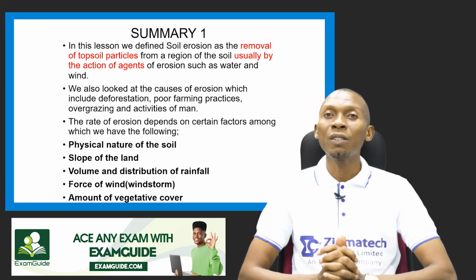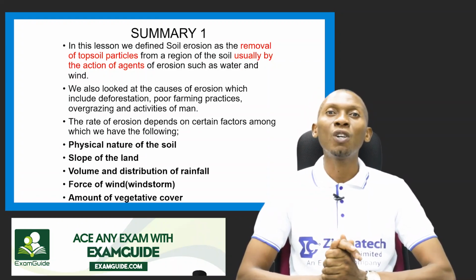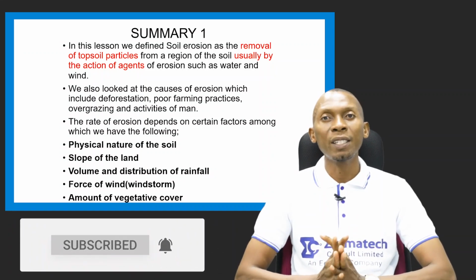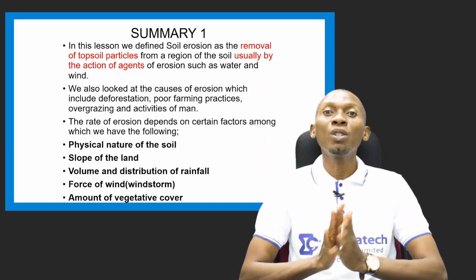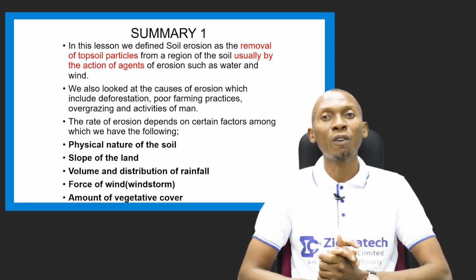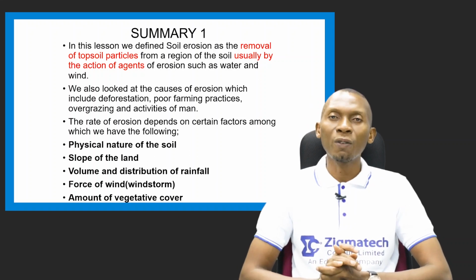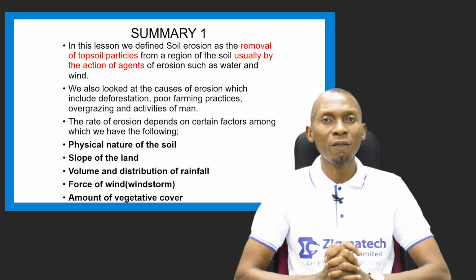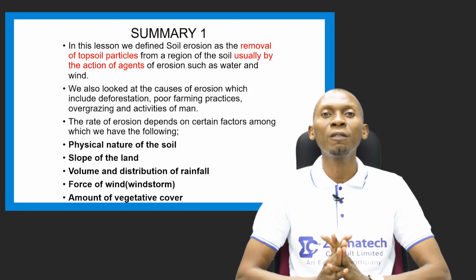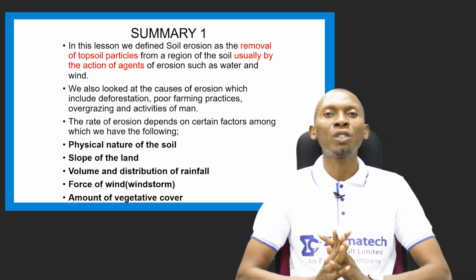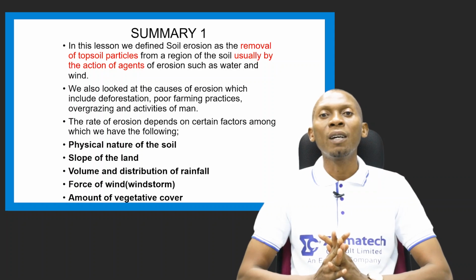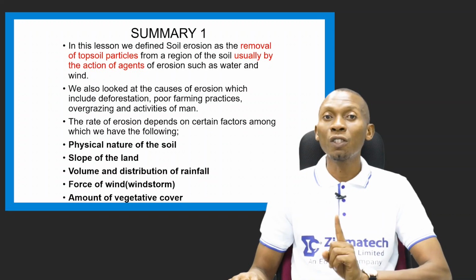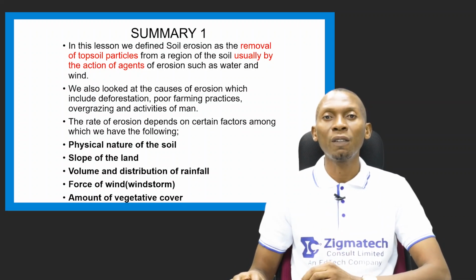Okay, so in this lesson, we defined soil erosion as the removal of topsoil particles from a region of the soil, usually by the action of agents of erosion. And these agents of erosion are water and wind. We also looked at the causes of erosion, which include deforestation, poor farming practices, overgrazing, and the activities of man. And we also looked at the rate of erosion, which depends on certain factors, which include the physical nature of the soil, the slope of the land, the volume and distribution of rainfall, the force of wind and windstorm, and the vegetative cover as well.